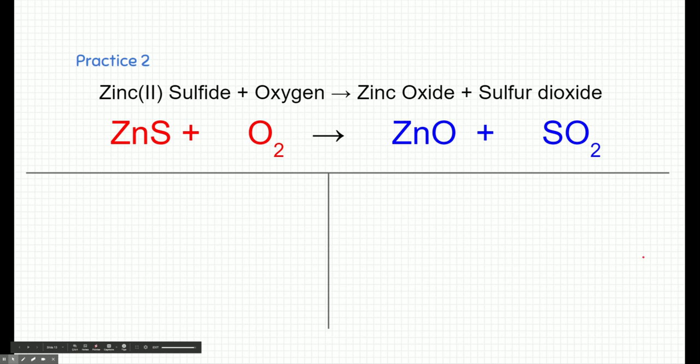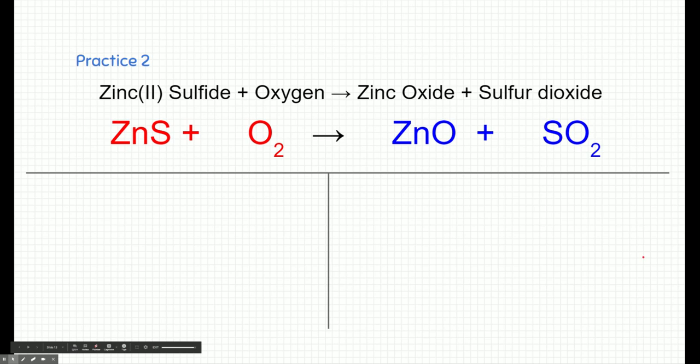The first one is zinc II sulfide. That's zinc II, so zinc with a positive 2 charge, and sulfur is a minus 2 charge, so there's one of each of those. Oxygen, in this case, is one of the special diatomic elements, so we have to write it as O2. Zinc oxide, so in this case, zinc is still a plus 2 charge, and oxygen is a minus 2 charge, so there's one zinc and one oxygen going together. Lastly, sulfur dioxide is a covalent compound, so that's one sulfur and two oxygens.